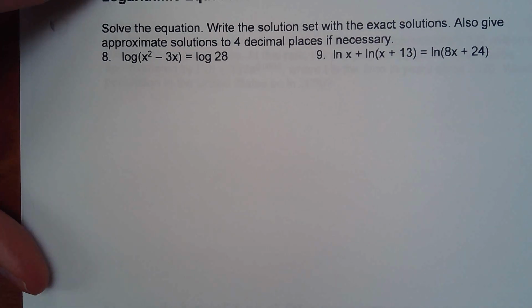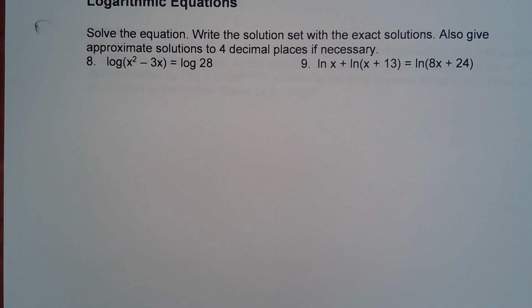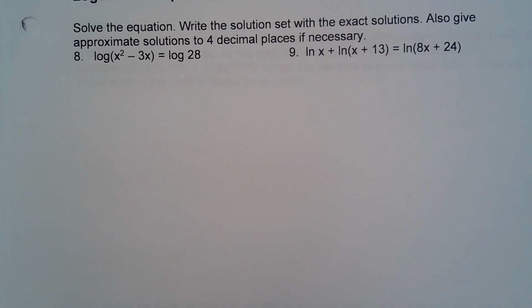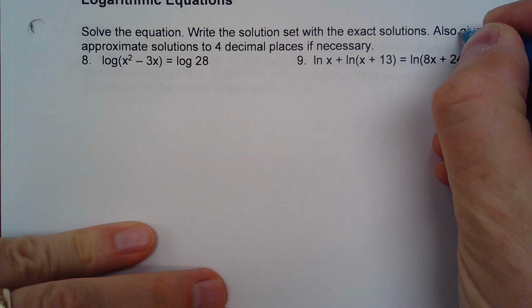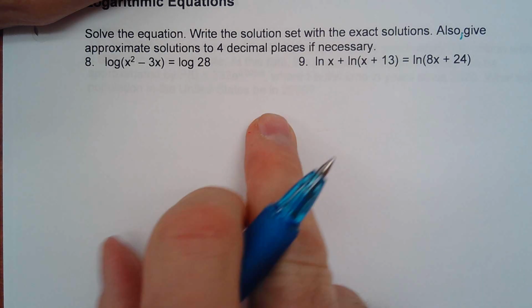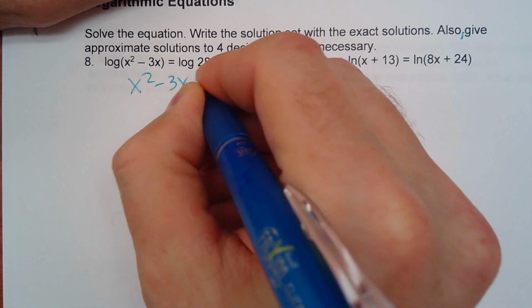Okay, so this one, again, we've got to read the directions carefully. Write the solution with the exact solutions. Also give the approximate solutions to 4 decimal places if necessary. Should be a comma there. So logs on both sides. So I'm going to set the x squared minus 3x equal to 28.